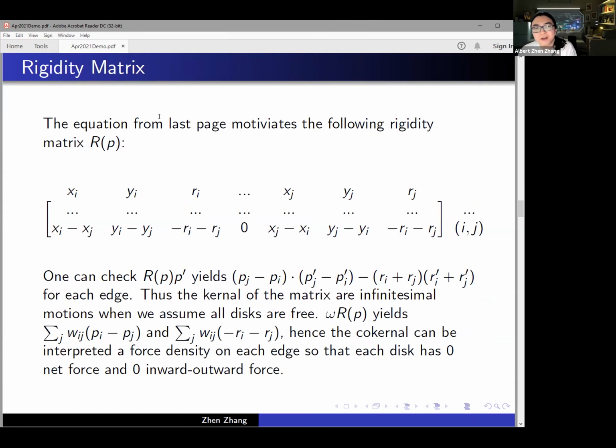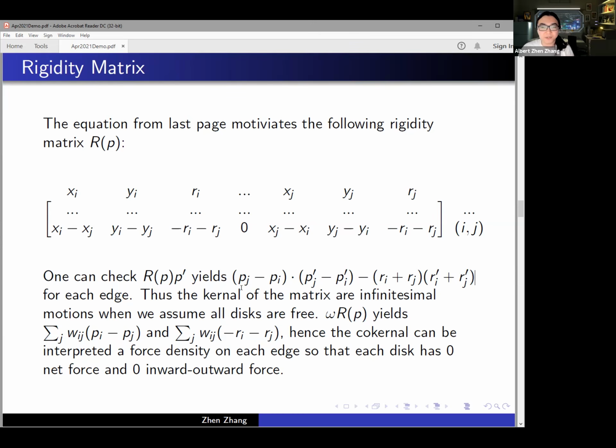We can define another kind of rigidity matrix for packings that is slightly different from tensegrity. So this matrix has the same terms for xi, yi, xj, yj, but for ri and rj, the term is minus ri minus rj. One can check that if you right multiply it by vector p prime, it gives the infinitesimal packing condition. So the kernel of the matrix are infinitesimal motions when we assume all the disks are free. So in this equation, there's no constraint on how the disk can change.